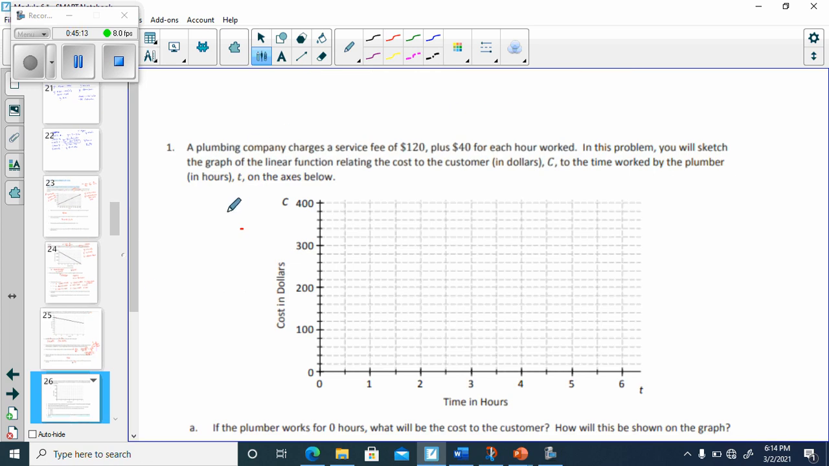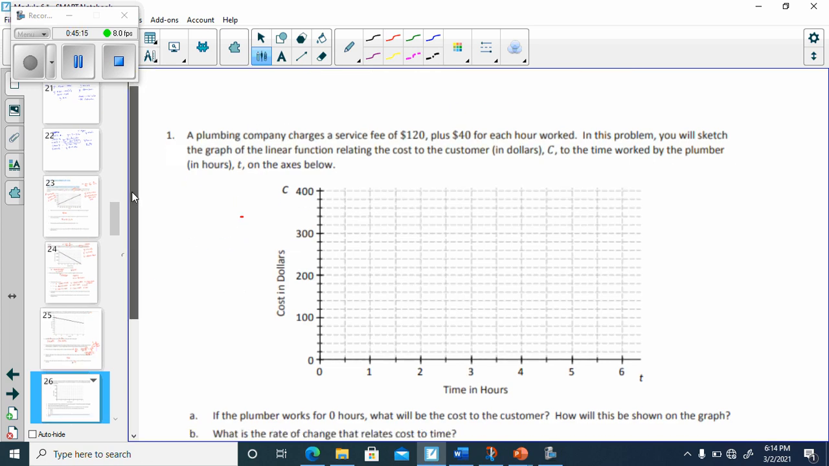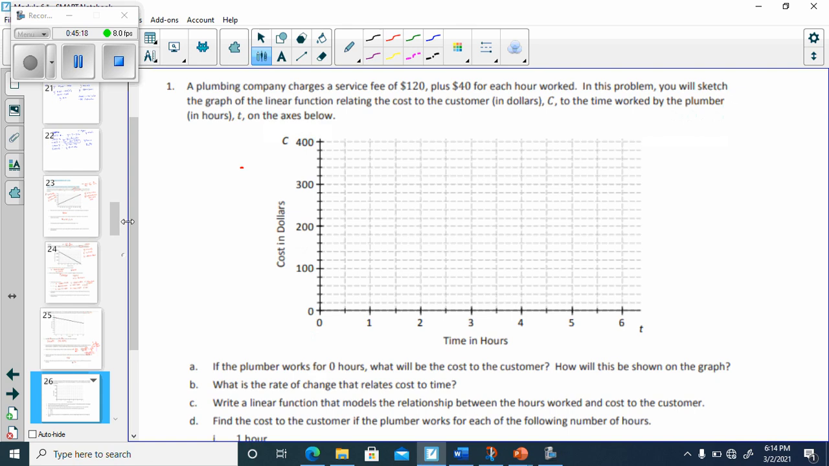And the next one. A plumbing company charges a service fee of $120 plus $40 for each hour worked. In this problem, you'll sketch a graph with a linear function relating the cost to the customer in dollars, C, to the time worked by the plumber in hours, T. Okay, so C is our y, and T is our x, right? If you start with y equals mx plus b, C is our y, T is our x.